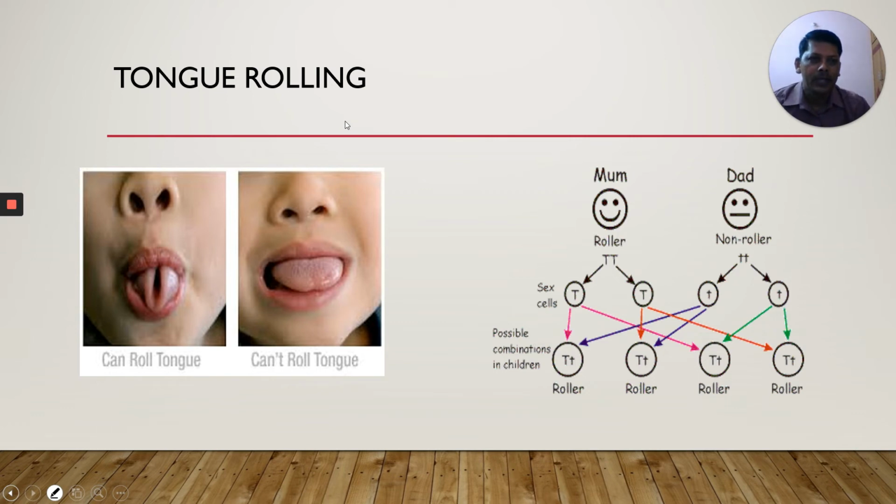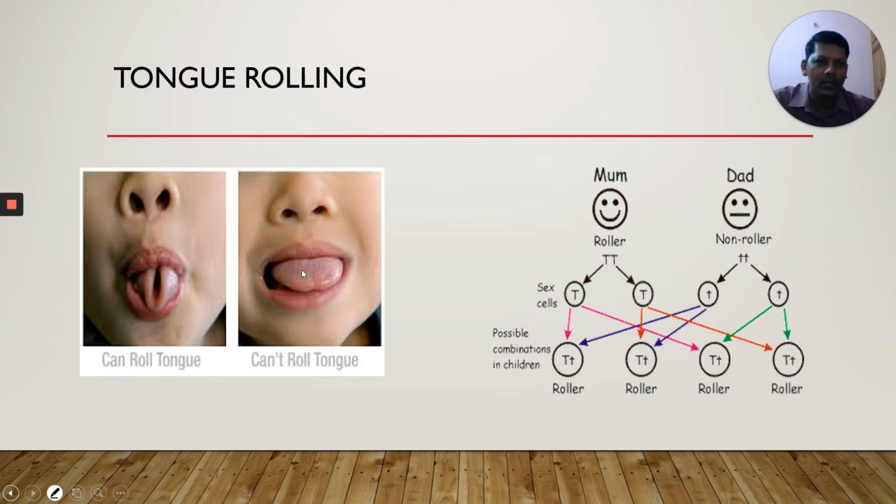Some people have the ability to fold the tongue like a tamalpak while we are preparing chili. We fold it like that. Some people have the ability to fold their tongue. That is called tongue rolling. Some people can roll the tongue like this one, and some people cannot roll the tongue.